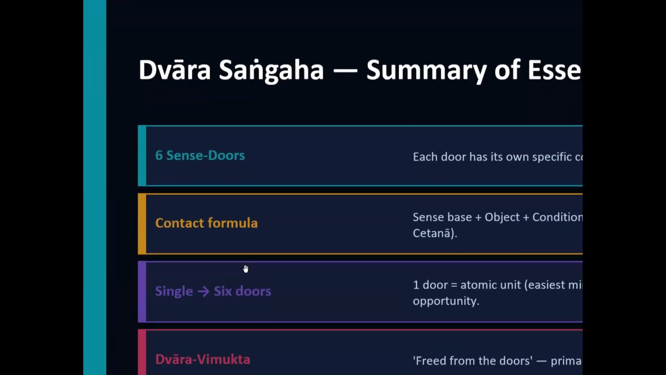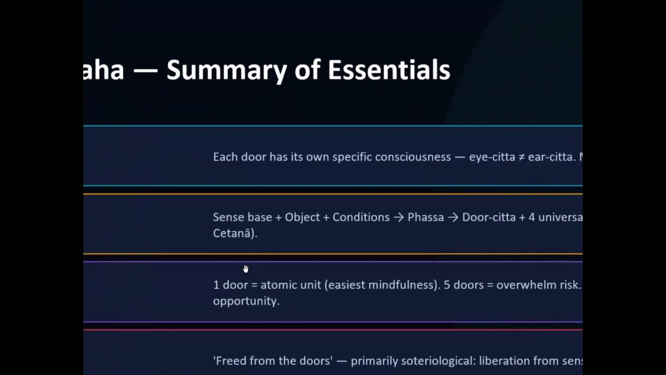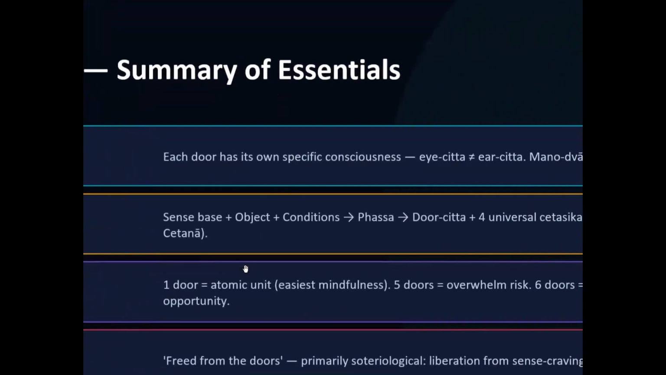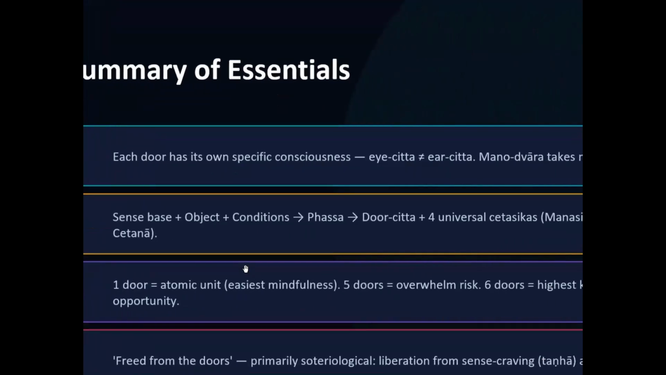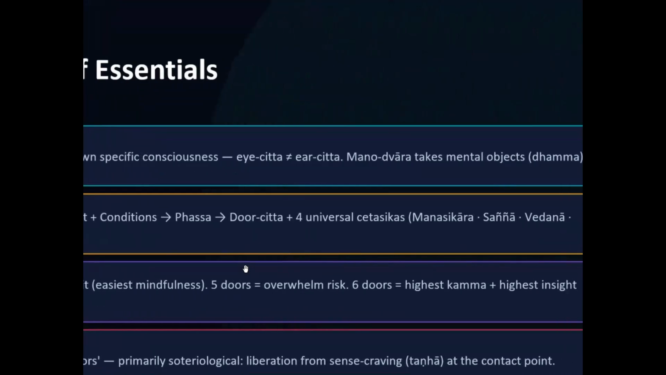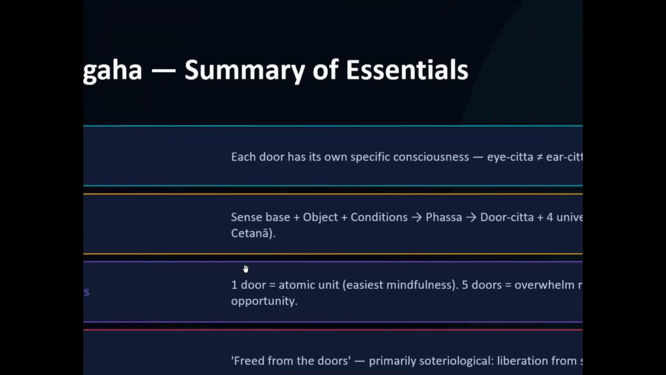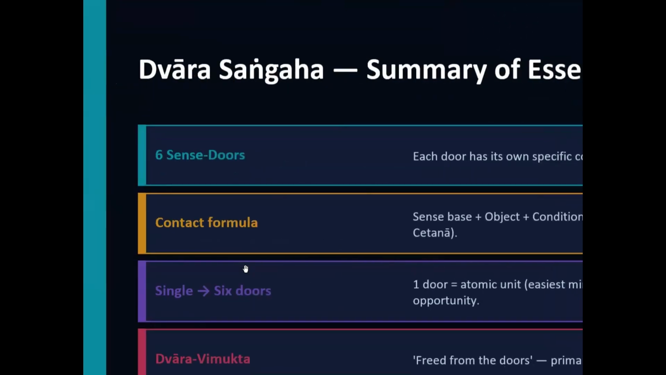Contact formula: sense door, sense base, plus object, plus condition. Then arises the phassa, and then the door citta. Remember? Plus the four universal cetasikas: Manasikāra, Saññā, Vedanā, and Cetanā. Okay, so this is for the contact formula.